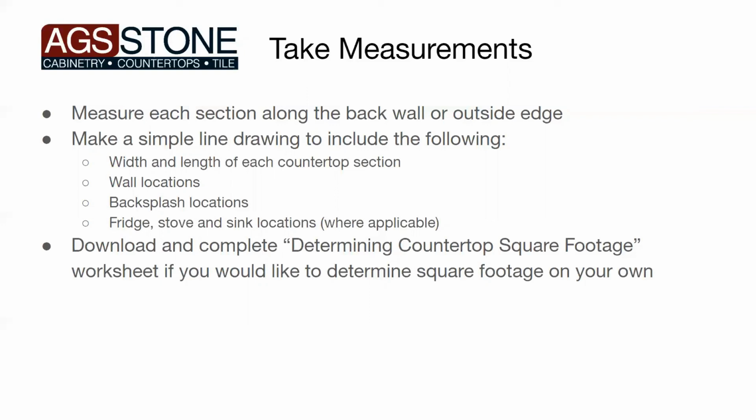We're going to want to identify wall locations and where any backsplash will be installed. It's also helpful to note where the fridge, stove, and sink locations are, and we'll go back to the drawings here in just a moment.